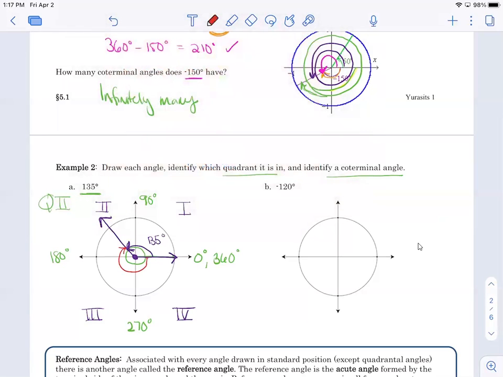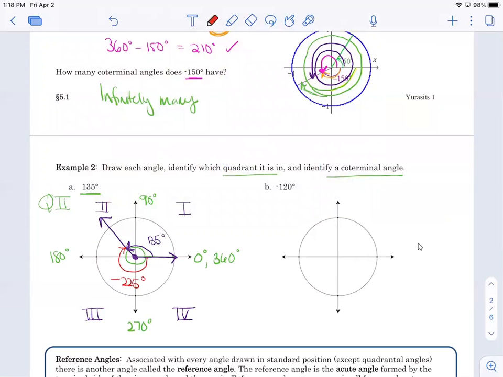So if that's the leftover of the circle, I'm going to do 360, take away 135. This would be negative 225 degrees would be coterminal. And there's many out there. So sometimes, you know, my math lab will give you some restrictions on what you have to answer with, or it's free reign.